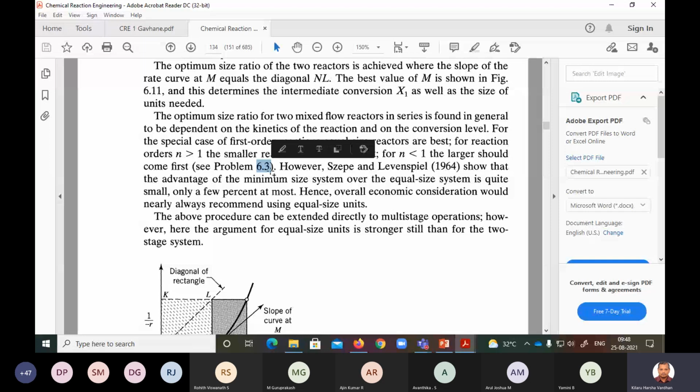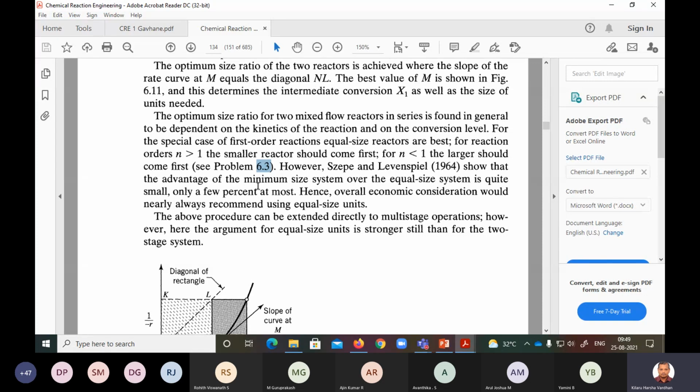It's not that different, only the rate curve is going to be different. For order 1, 2, 3, the rate curve is going to be different. Based on the rate curve, your choice of the reactor will also be different. That is what I cannot show you in problems now.